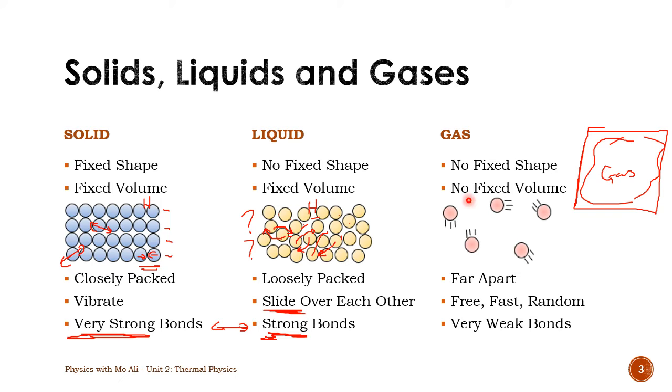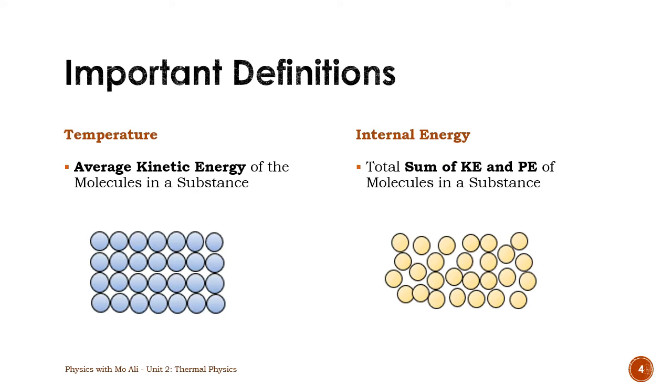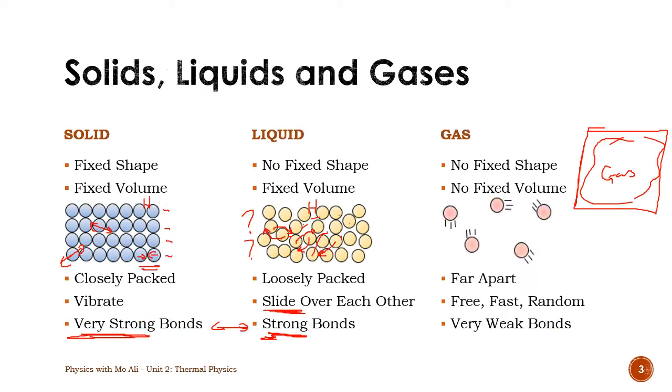Finally, for gases, as you can see, all of the molecules are far apart. There's no order, there's no arrangement, there's nothing. They move freely, fast, randomly, high speeds, do whatever you want. And that's all because they have extremely weak bonds between the molecules, very weak bonds between the molecules. So that's all said and done.